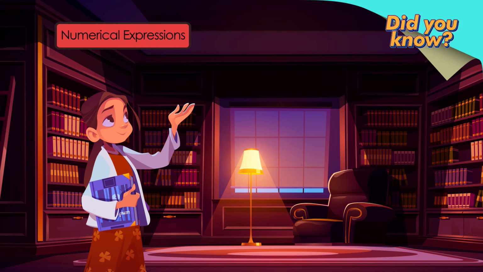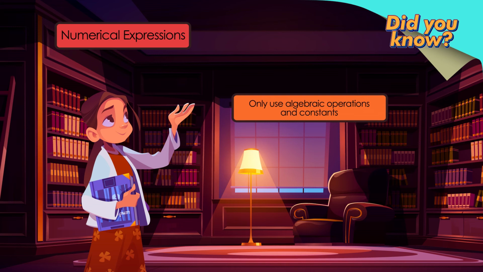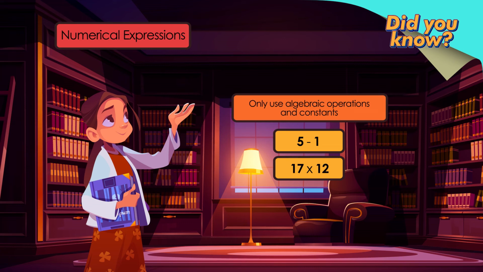Numerical expressions. A numerical expression is a mathematical phrase that only uses algebraic operations and constants. Here are some examples of numerical expressions: 5 minus 1, 17 times 12. Since numerical expressions do not use variables, they are not classified as algebraic expressions.